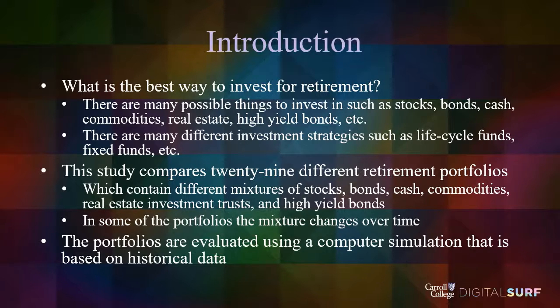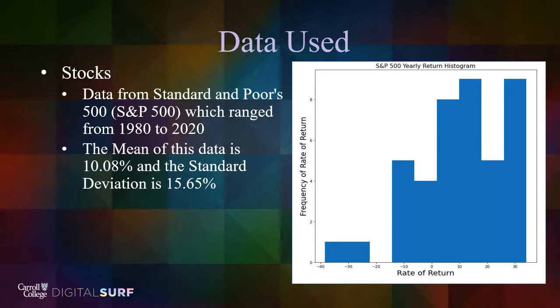In this study, we will compare 29 different retirement portfolios, which all contain a different mixture of stocks, bonds, cash, commodities, real estate investment trusts, and high-yield bonds. In some of these 29 portfolios, the amount that is invested in each asset will change over time. The portfolios are evaluated using a computer simulation that is based on historical data that is run numerous times over a 40-year period. Now we will hop into the sources that are used for the historical data of each asset.